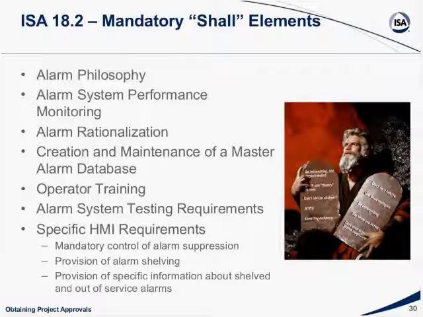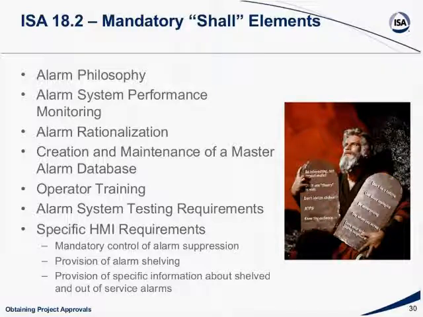But some of the shall elements include, okay, you're going to have an alarm philosophy. That's a given. Thou must have it. You have to have alarm system performance monitoring. Thou shalt do a rationalization. You must have a master alarm database. Your operators must be trained. You must test the alarms. And then also you have to have specific HMI requirements. You have to have control of who can suppress alarms. You have to have a provision for alarm shelving, and you have to have specific information about shelved and out-of-service alarms. So ISA 18.2 has a lot of mandatory things that you really have to do.